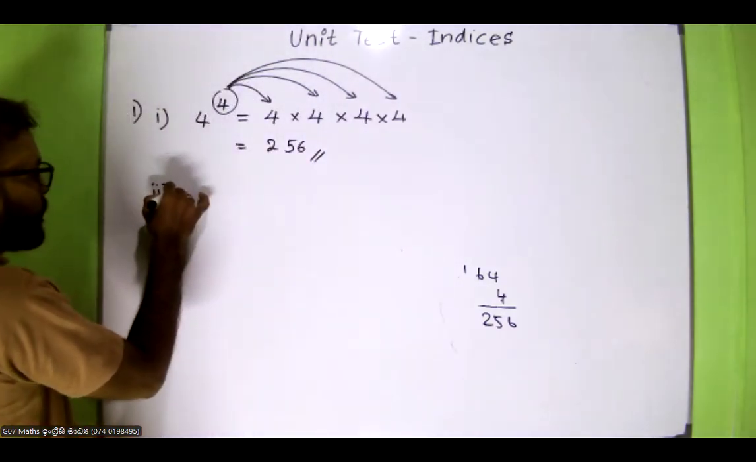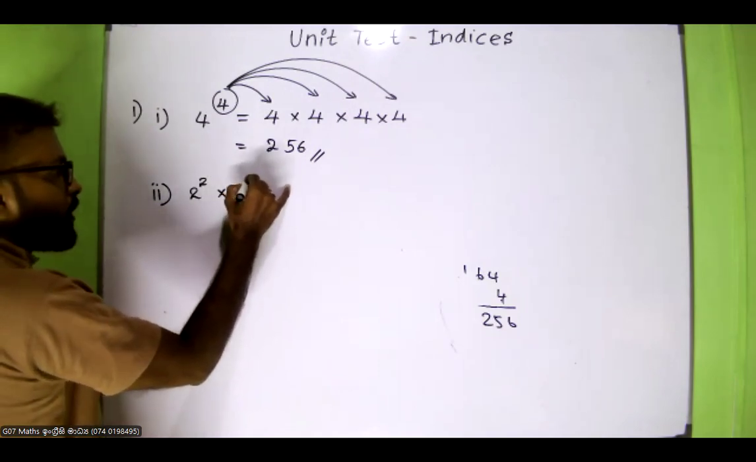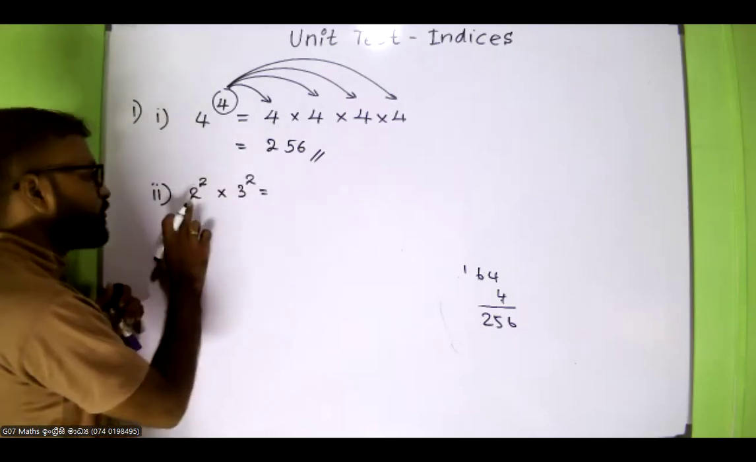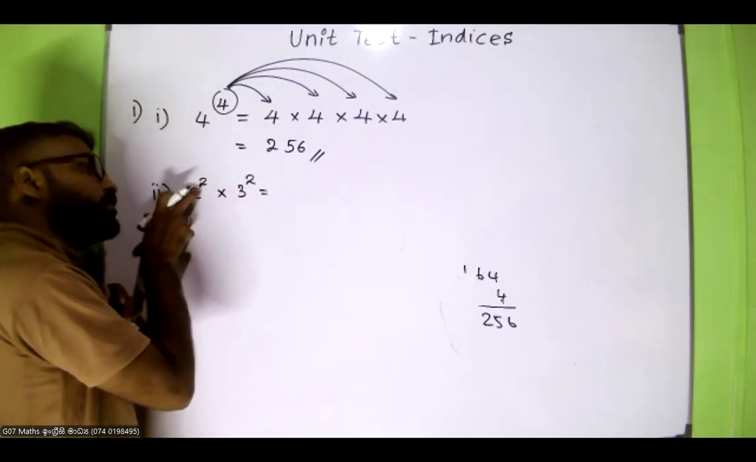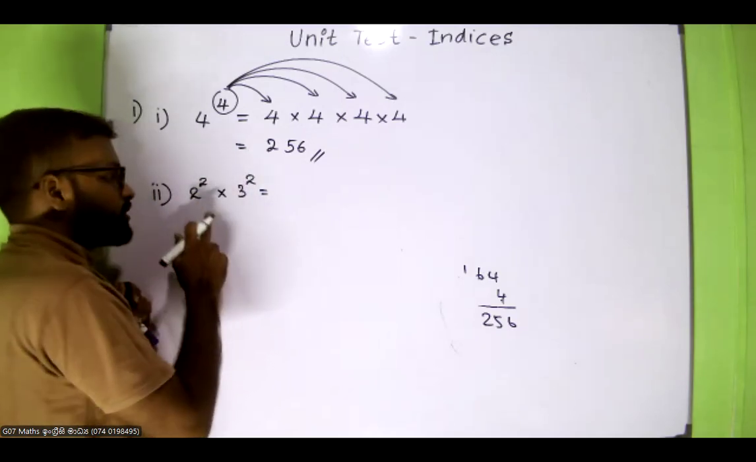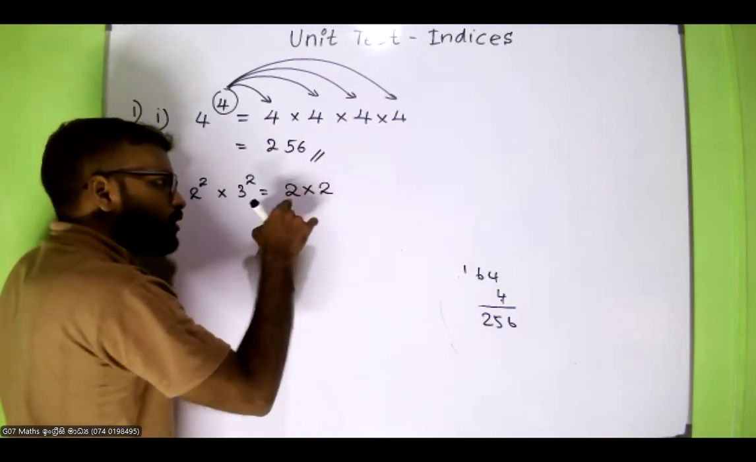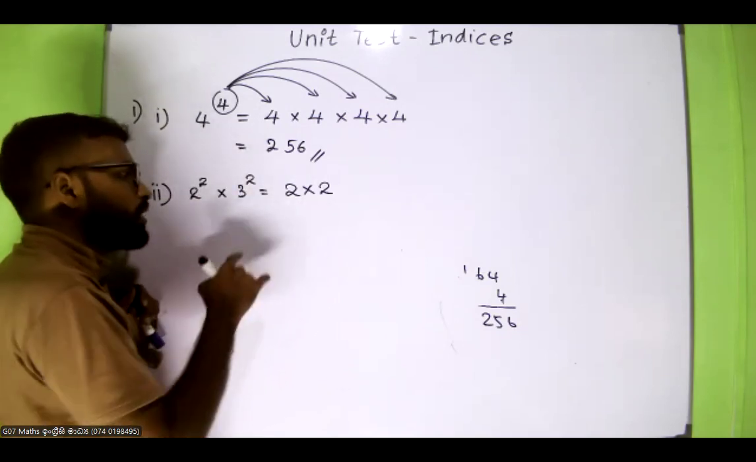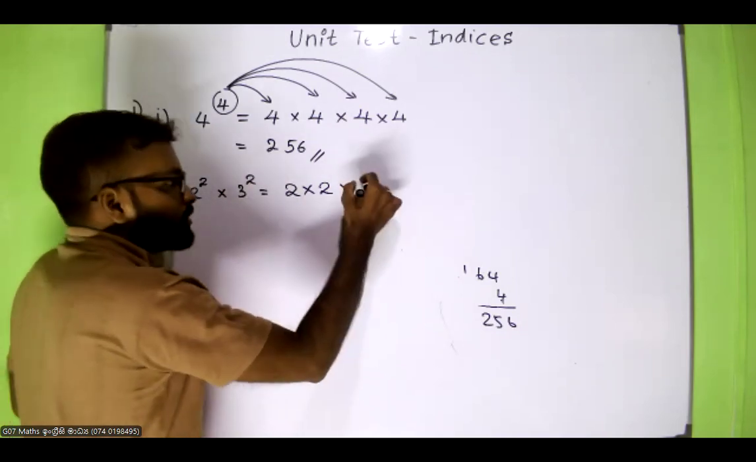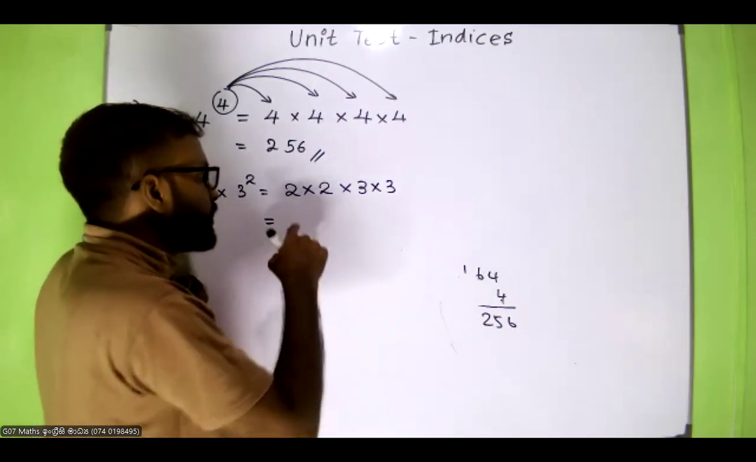Second one is 2 to the power 2 multiplied by 3 to the power 2. Again, you can expand this one, right? First of all, 2 has been repeated 2 times, multiplied by 3 repeated 2 times. I am going to write 2 to the power 2, 2 times 2, 2 square, multiplied by 3 to the power 2, 3 square, 3 times 3. Now, how do you find the value?